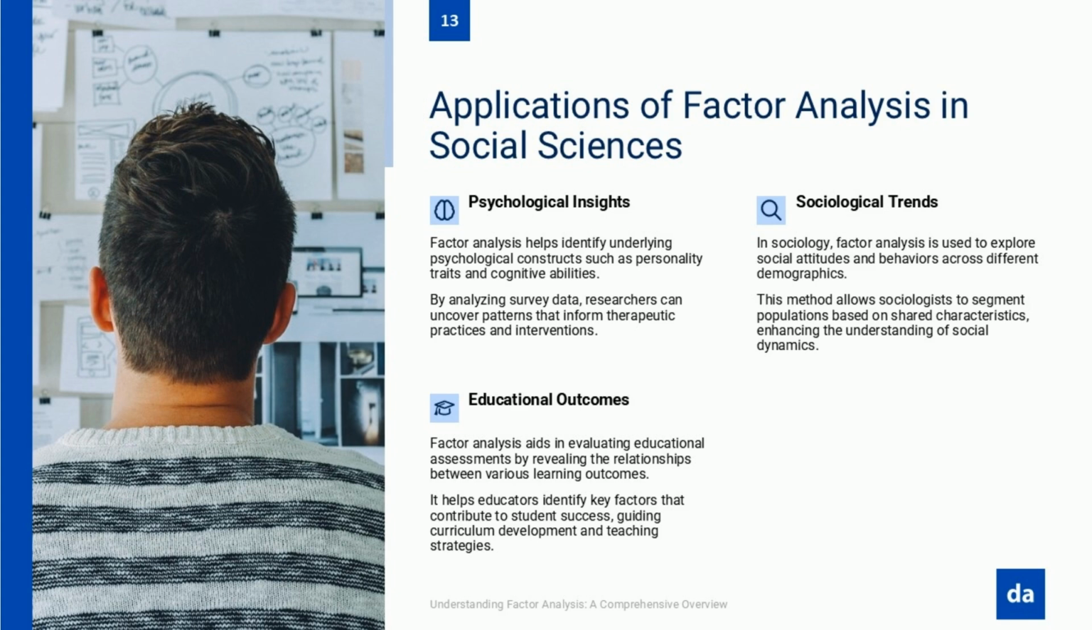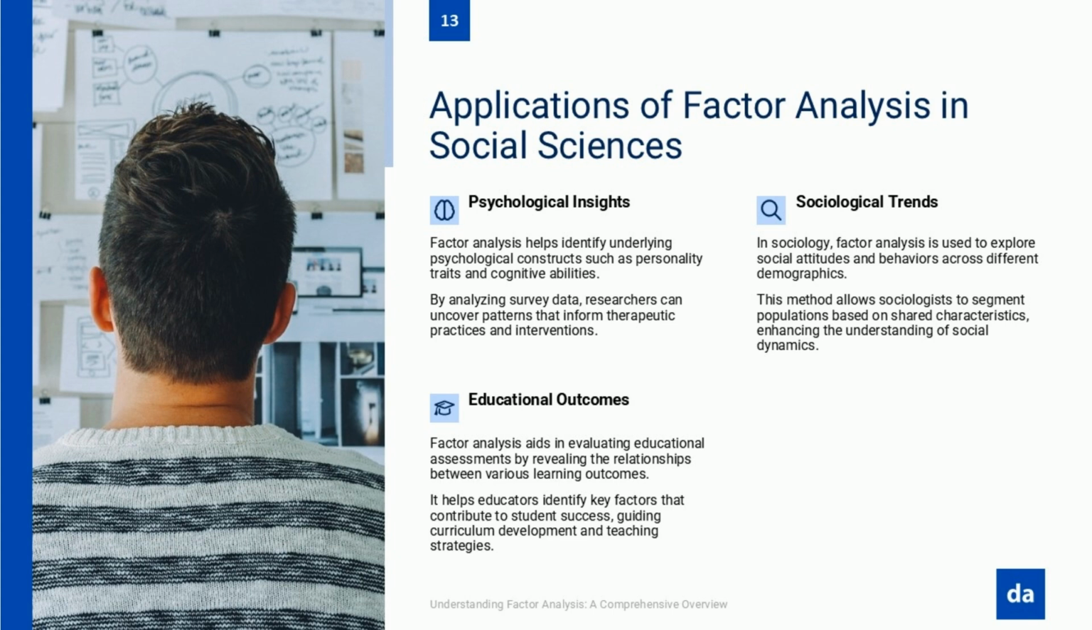Education is another area where this method shines. Schools and policymakers use factor analysis to assess student performance beyond just test scores. Instead of looking at dozens of separate skills, researchers identify core competencies like critical thinking or problem solving that influence overall academic success. This helps tailor teaching strategies to support different learning styles, making education more effective and targeted.